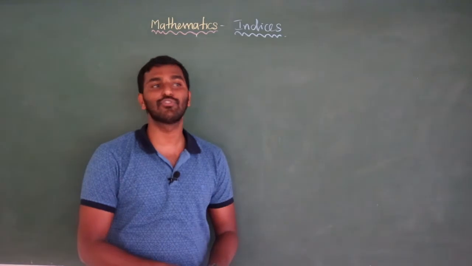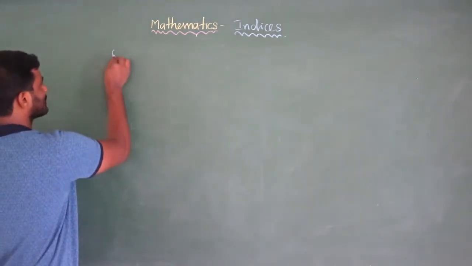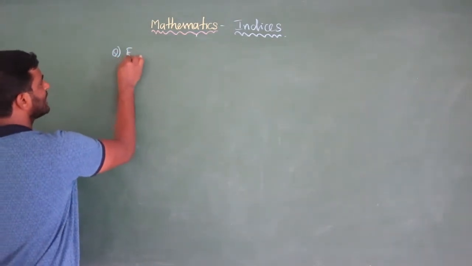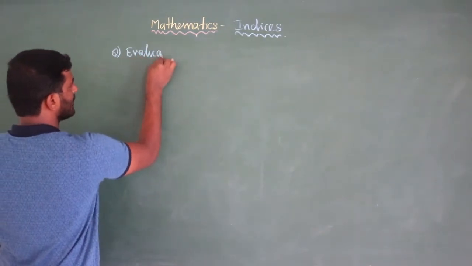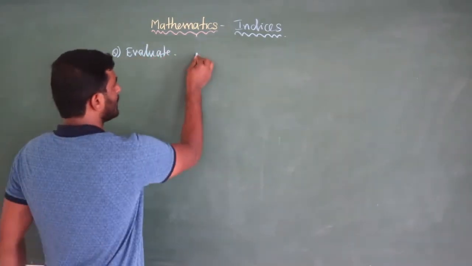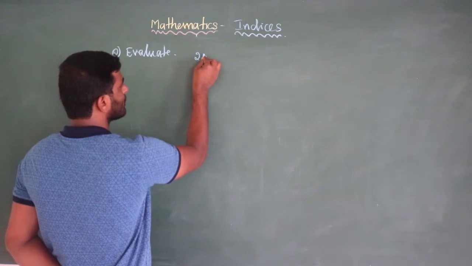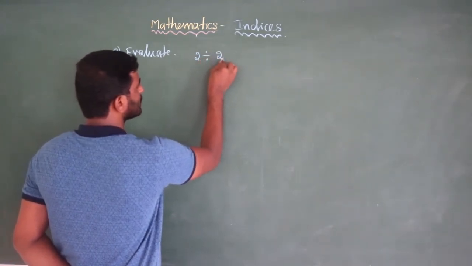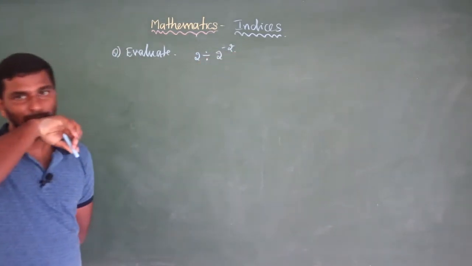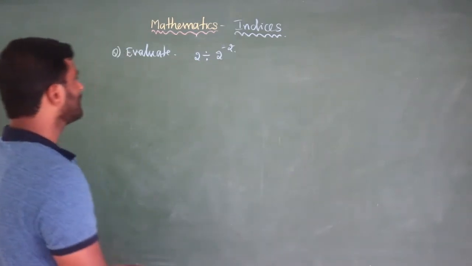Okay, we'll take some few questions. So let us take the first question here. Evaluate 2 to the power of 2 divided by 2 to the power of minus 2. So how do you evaluate this one?